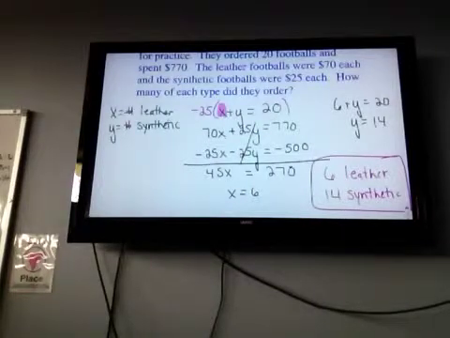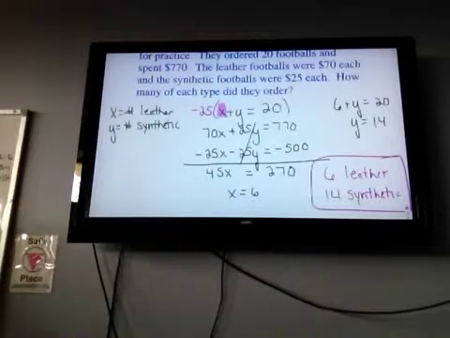Yes? On that last equation, the 6 plus Y equals 20, do we have to show that? Or can we just take that? Oh, no, you don't have to show that. Okay. Yeah. That was real easy to do.